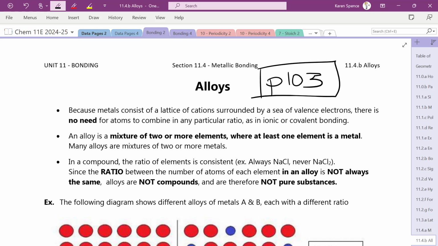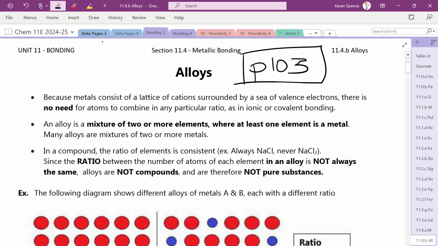Anyone have anything made out of 24 karat gold? What's wrong with 24 karat gold if you wanted to make a piece of jewelry out of it? It's pretty soft. Gold is pretty soft. You can harden it by adding in other metals, and we're going to look at why that works.